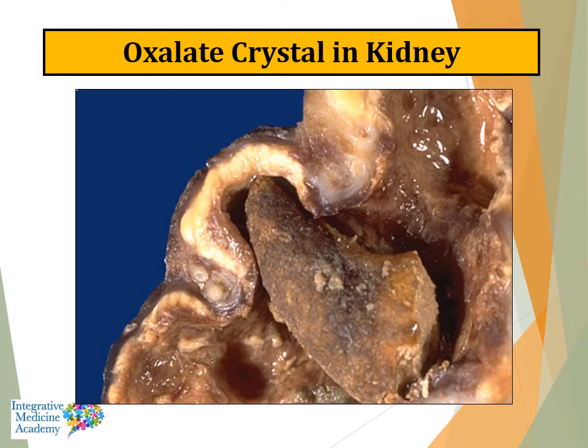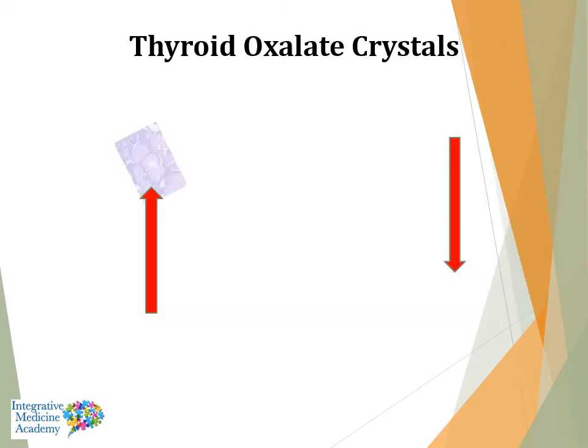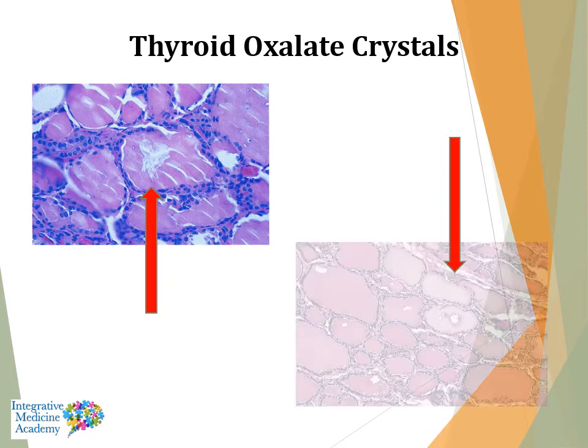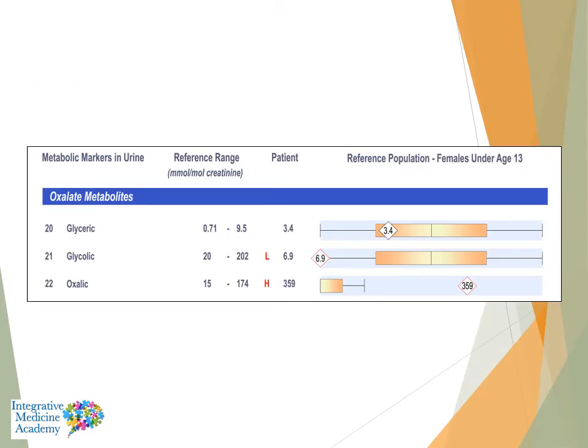And oxalates over time can lead to things like kidney stones. The oxalate crystals can form within the brain, whether it's in the brain substance or in the meningeal layer around the brain. Oxalates can get into the peripheral nervous system. Oxalates can also accumulate in different endocrine tissue like thyroid. This is oxalate crystals forming in the follicular space of the thyroid gland. Oxalates often accumulate in joints, in muscle, and connective tissue, causing pain.